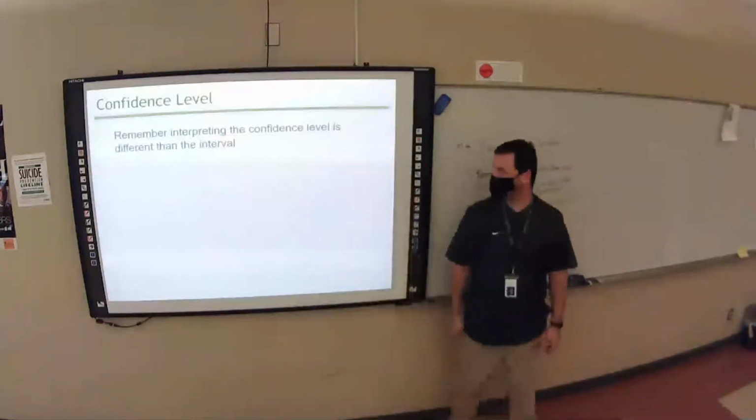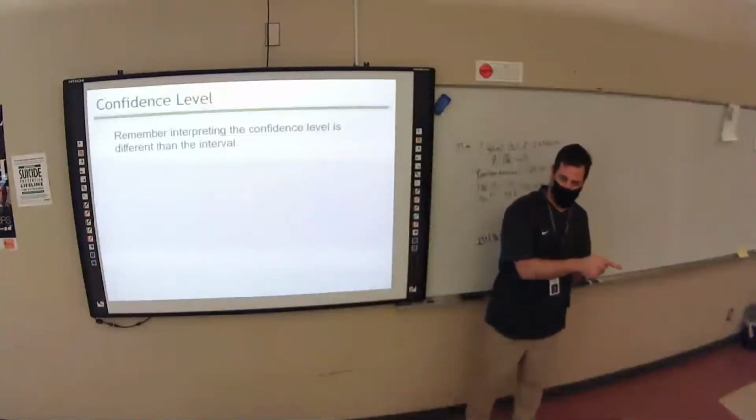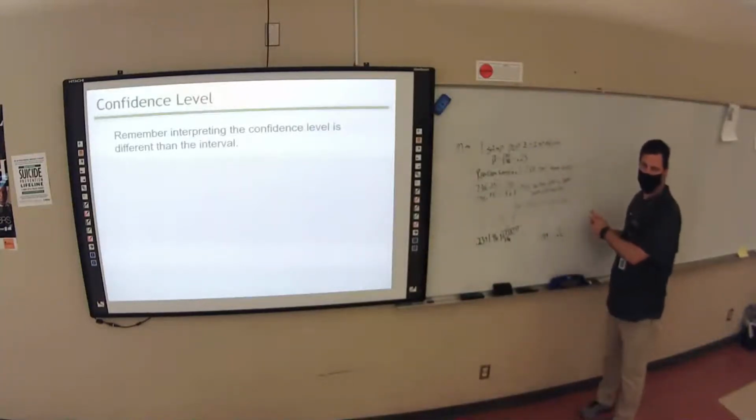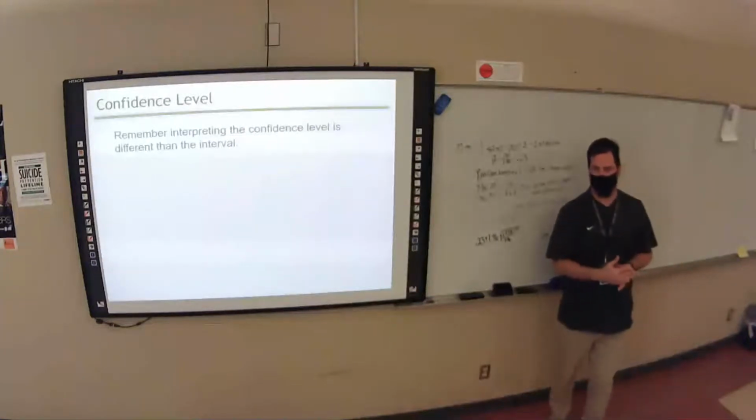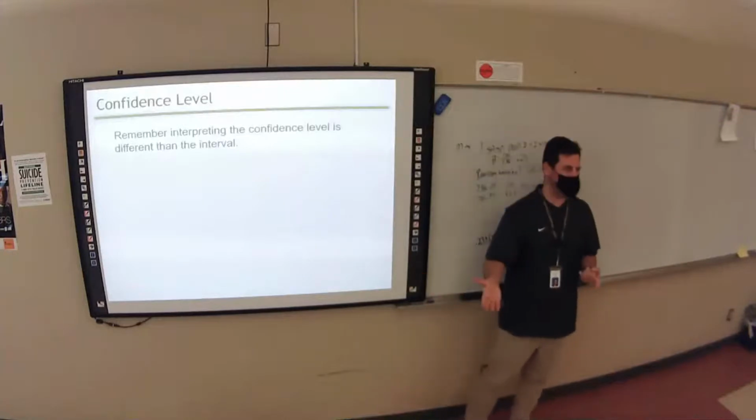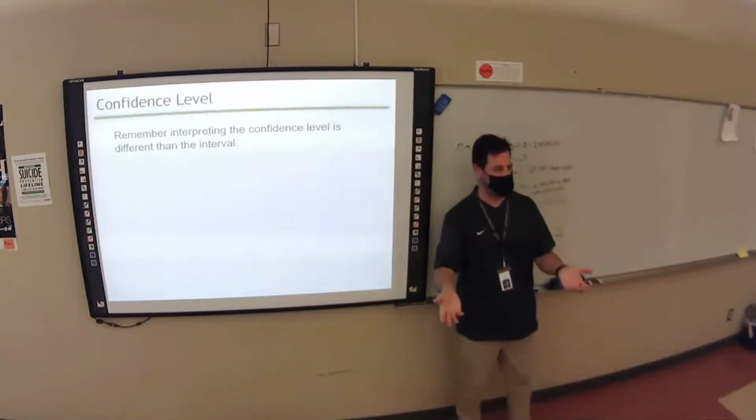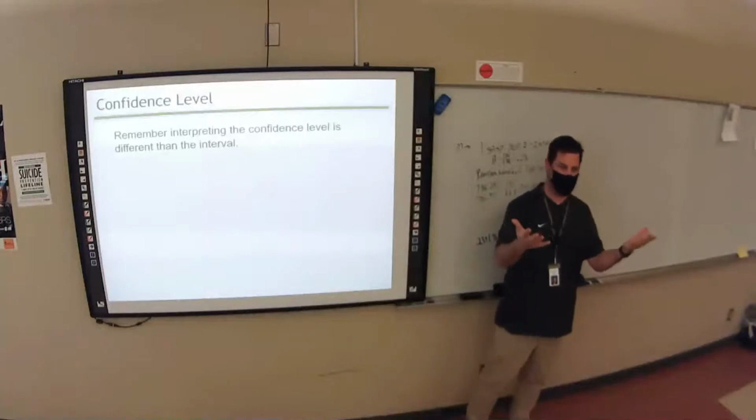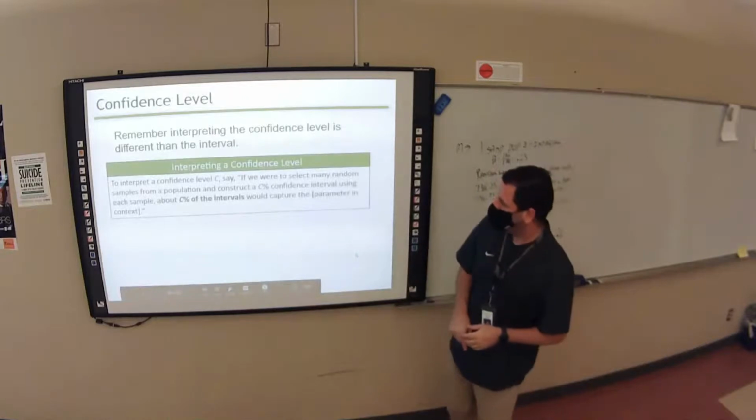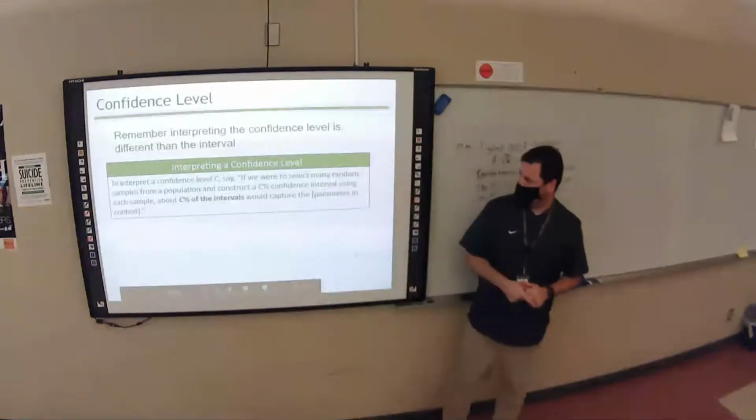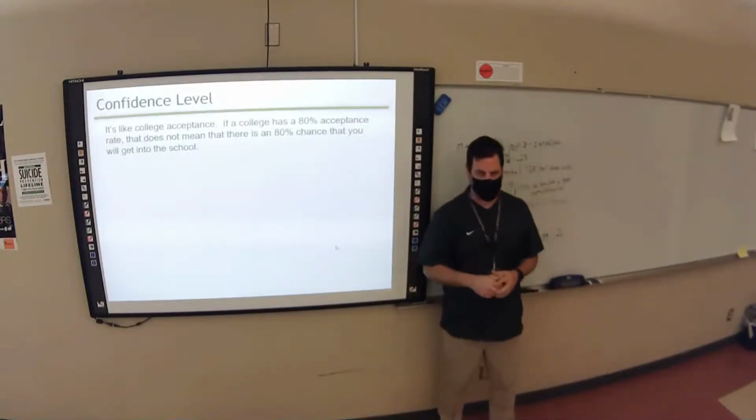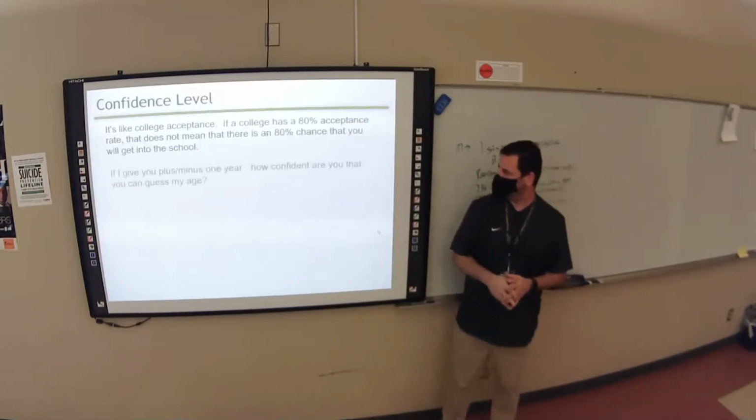Okay, remembering that interpreting the confidence level is different than the interval. This is the interval. The interval: we're 95% confident that the true proportion of whatever is between this interval. The level is, if I did this over and over and over again, I'd have a lot of intervals. 95% of those intervals contain the population proportion. Okay, those are big time difference. Interpreting the level. There it is. It's like college acceptance. I put that up there just to help kind of.